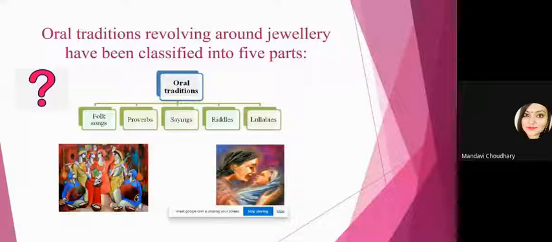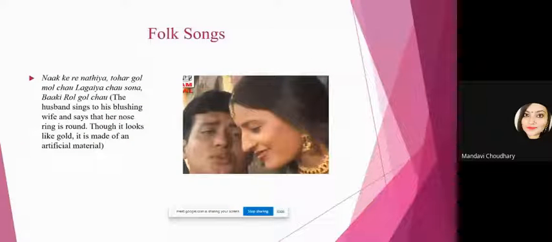Nak kere nathiya tohar gol molcho. This is a popular Maithili folk song. The husband sings to his blushing wife and says that her nose ring, nathiya, is round. Though it looks like gold, it is made of an artificial material. In the song, the husband is an active speaker, while the wife remains a passive listener without a voice throughout. The husband describes the beauty of his wife and dedicates the song to her nathiya, nose ring, which fascinates him.